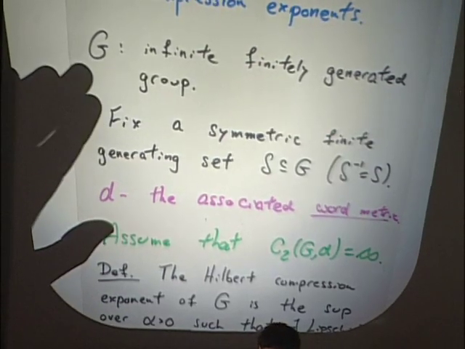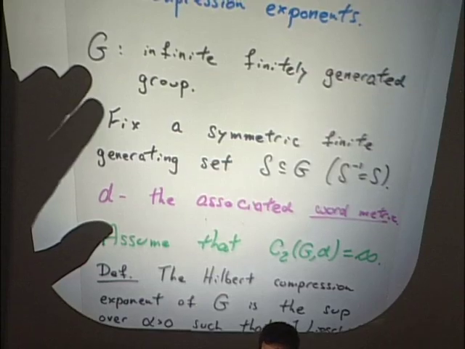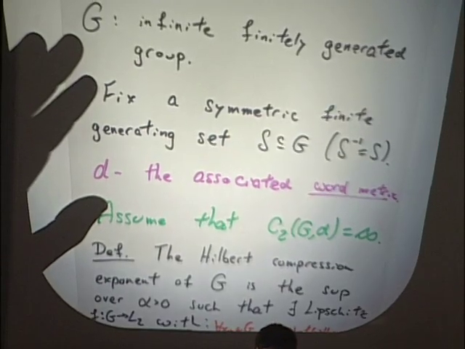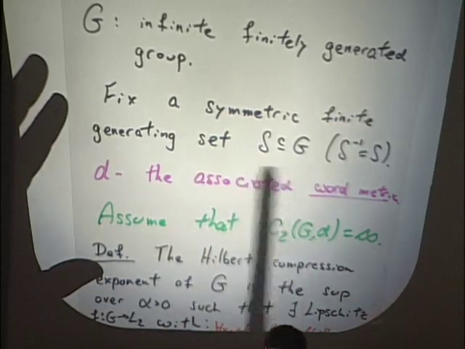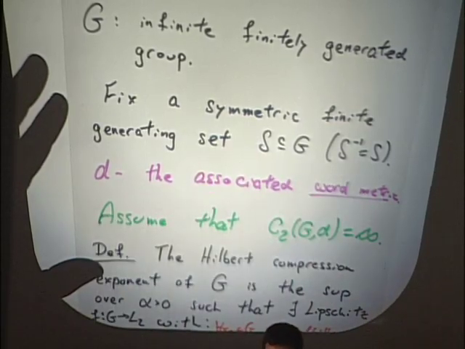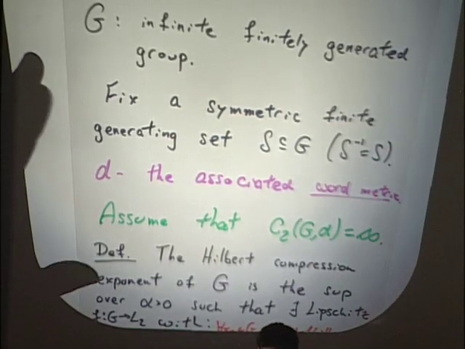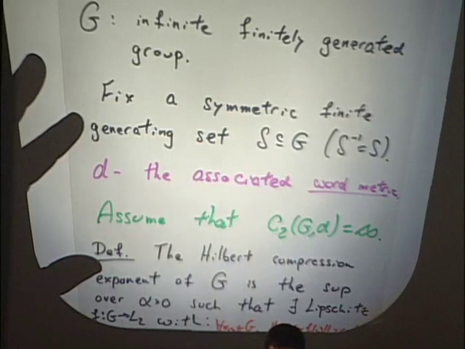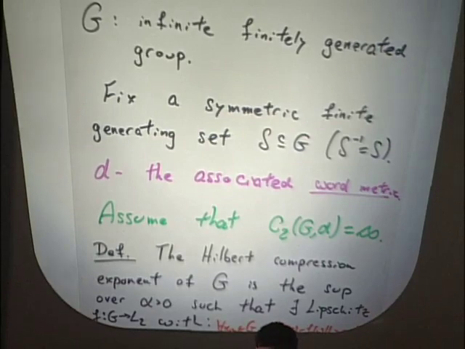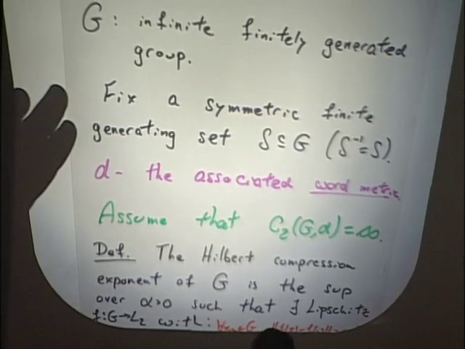So from now on, G is going to be an infinite finitely generated group. I'm going to be fixing some finite symmetric set of generators. There's an associated word metric that's always going to be fixed. A priori, it's going to seem like the theorems and the definitions I'm going to give depend on the set, but they'll turn out to be independent of these choices. Okay, so you can think of these as fixed. The set is fixed and the metric is fixed.